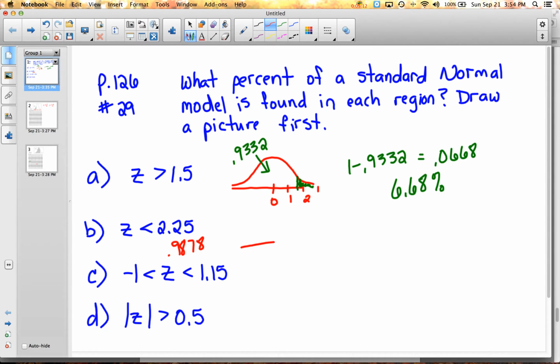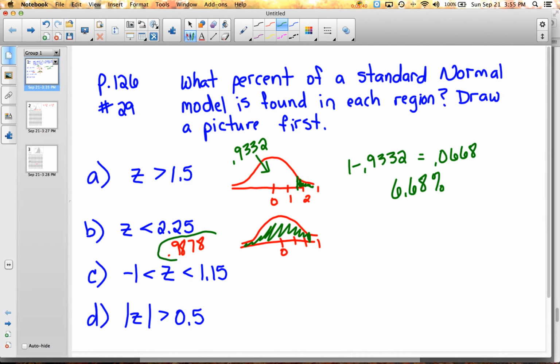So let me go ahead and draw this picture. Not much of a line there. And here's 0. Again, I'm doing positive numbers, so I'm going to go to the right. 2.25, about right here. And this time I want shaded to the left. So I'm actually looking at this whole region. Clearly it's more than half. And take a look here, here's my answer, and that's actually it.